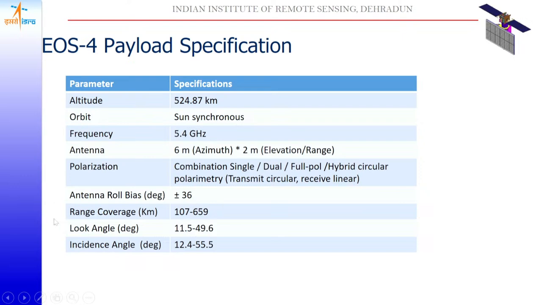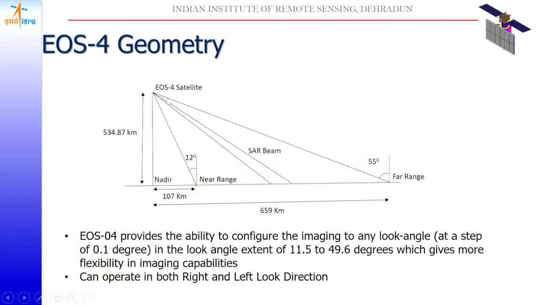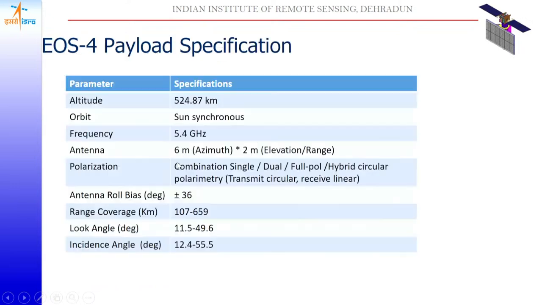And next is the roll bias, which means in the left and right direction it can have a plus minus 36 degree roll bias. Here, from this side to this side, we can give a roll angle of plus minus 36 degree. So the range coverage is from 107 kilometer to 659 kilometer.